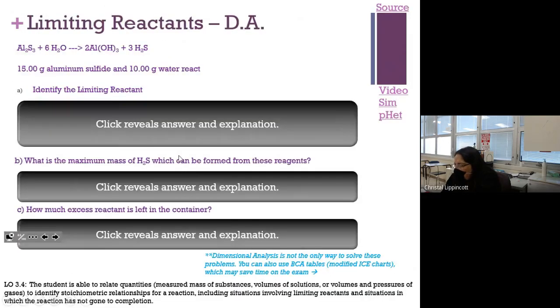Here we've got your formulas up here. Remember, they're not going to make you write formulas on this because they figure that you already know how to do that, so don't worry about that. But you still need to be able to do the stoichiometry. So here is your information. See if you can figure out the limiting reactant, what's the maximum mass of H2S that can be formed, and then how much excess is left over.